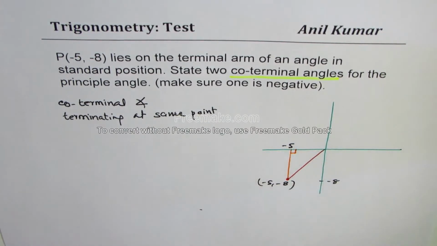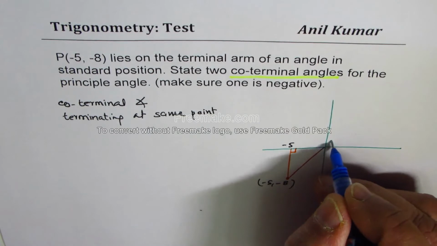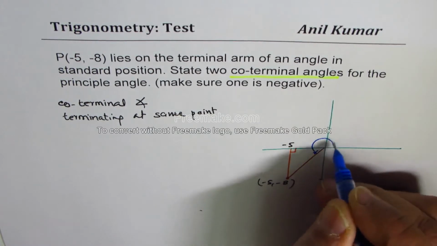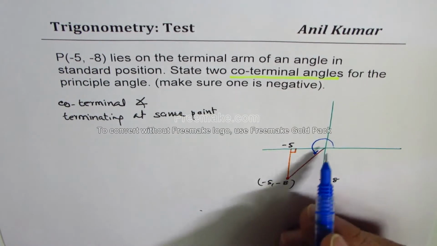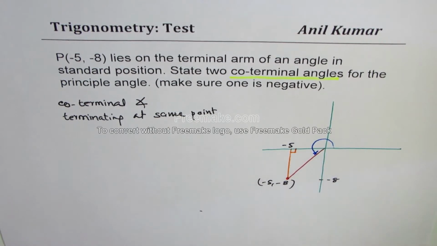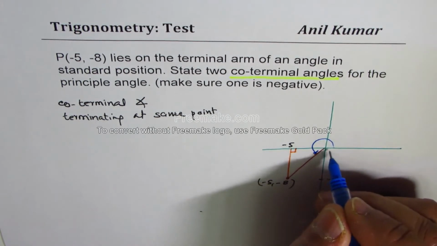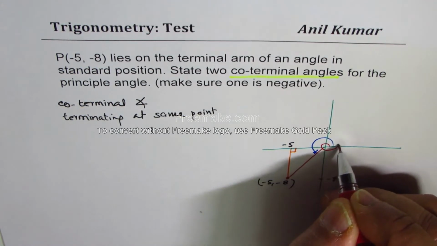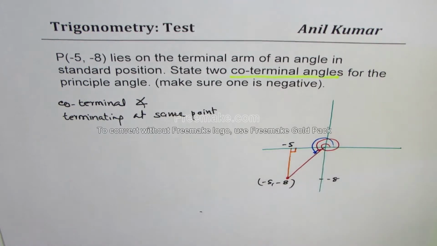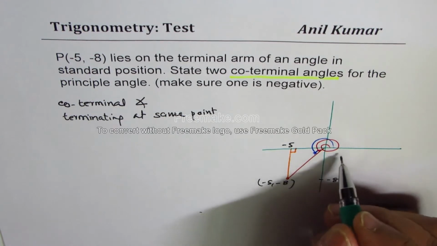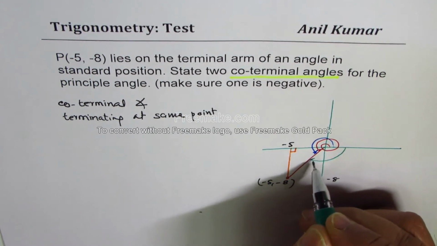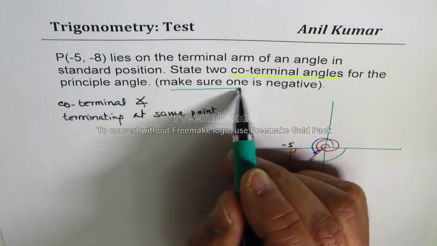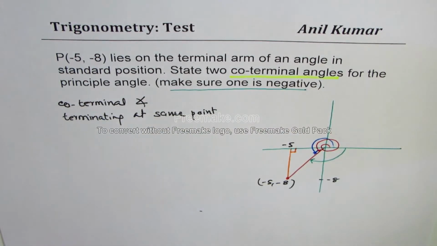So for example, this is one angle, right? This is the principal angle. This is itself a principal angle. So that could be one angle. The other angles could be, we could go like this in two circles. Do you understand? Like this. That becomes a coterminal angle. Or we could even go the other way, like this. So that is what we mean by make sure one of the angles is negative, correct? So I hope you understand the situation.